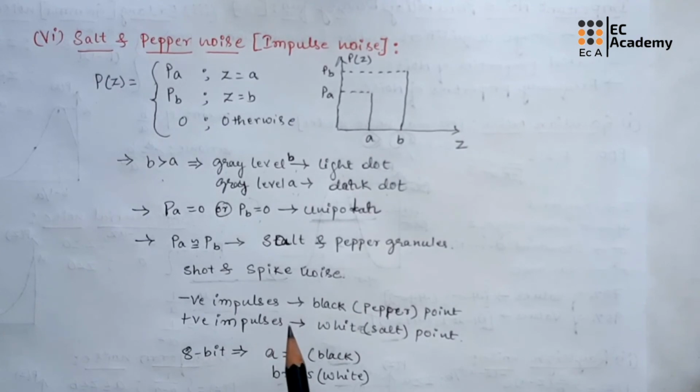So, this is about the different noise models or important noise probability density functions. Hope you have understood the topic.